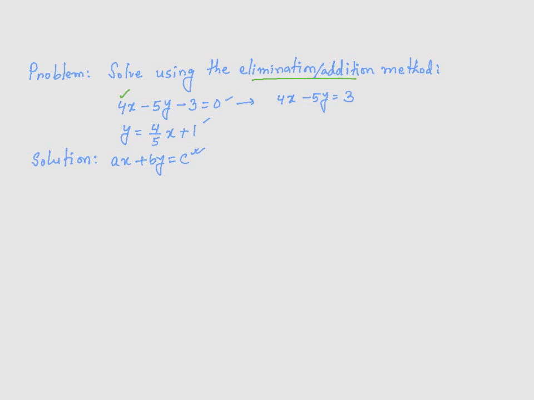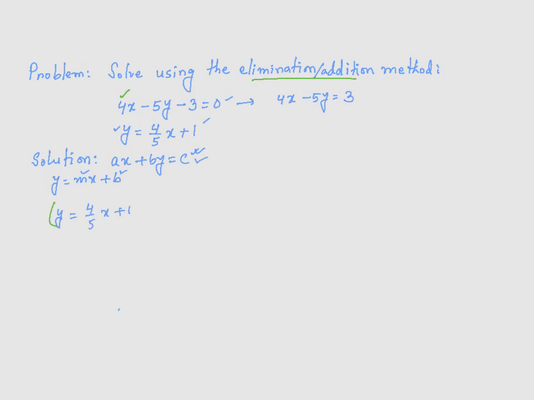However, the second one is not quite so easy. It's in the form y is equal to mx plus b. This one, y is equal to mx plus b. m is the slope, b is the y-intercept. We just need to put it in this format.